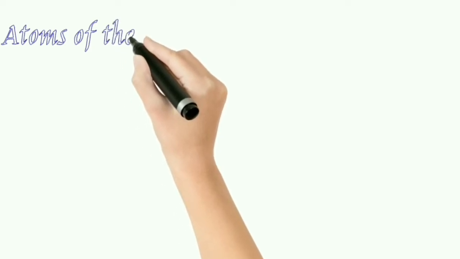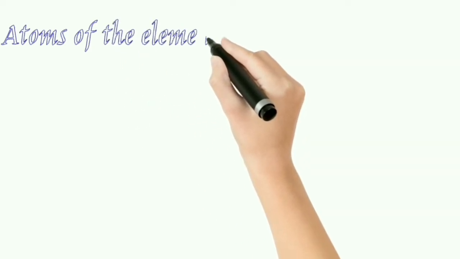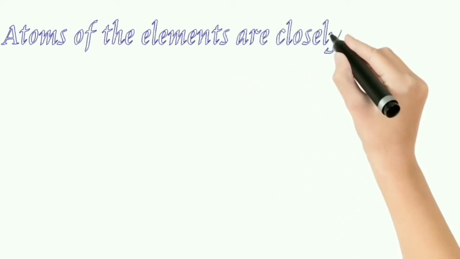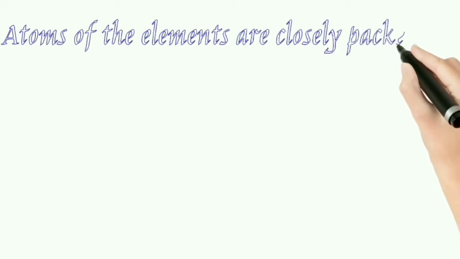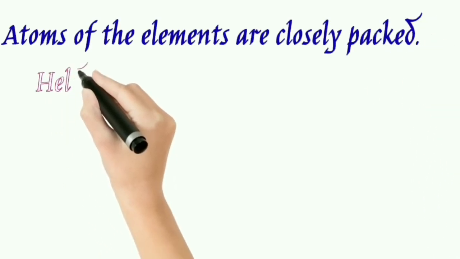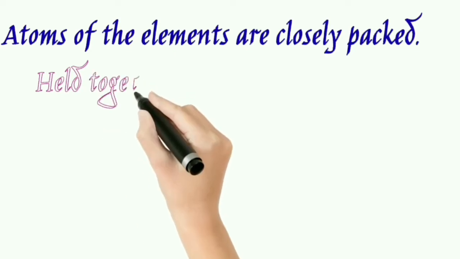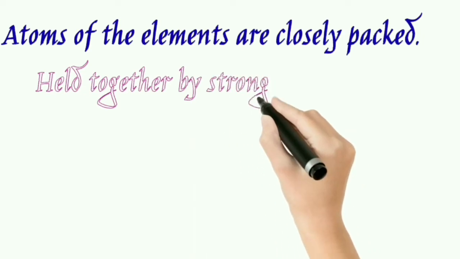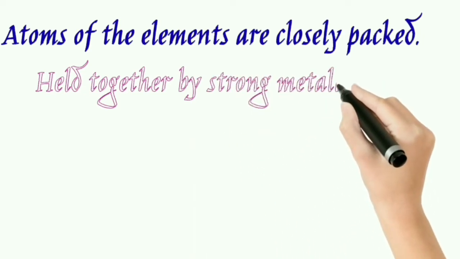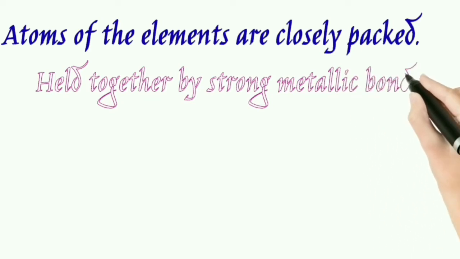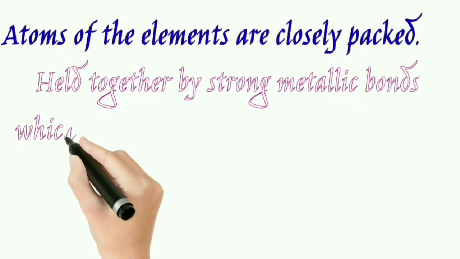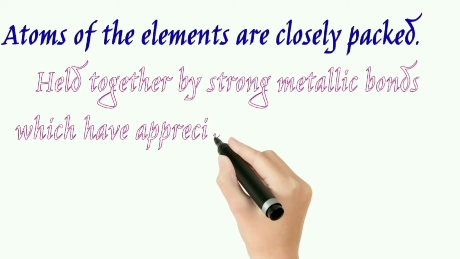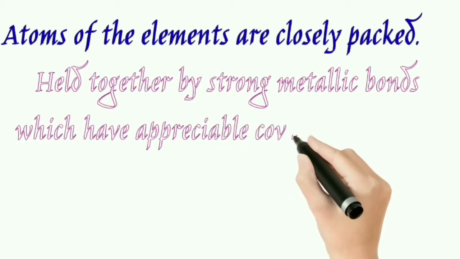Now let's see the next thing, the atoms of the D block elements. That is, transition elements are closely packed, that is hexagonal close packed or cubic close packed or body centered cubic close packed. They are very closely packed and they are held together by strong metallic bonds. Already I told you the electrons present in the D orbitals are involved in the bond formation. So therefore they are held together by the strong metallic bond, which has an appreciable covalent character. So this is the reason why these metals have high melting point and boiling point.